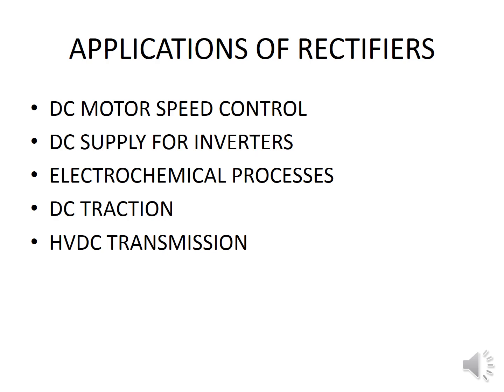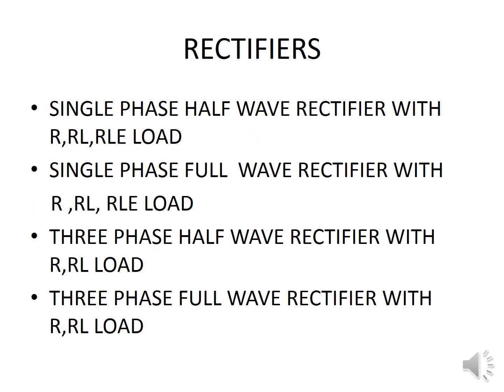So these are some applications of rectifier. Rectifiers are used to convert AC to DC. Wherever DC voltage is required, the application is very important. It is used in DC motor speed control, the DC supply provided for inverter, electrochemical process, DC traction, HVDC transmission.